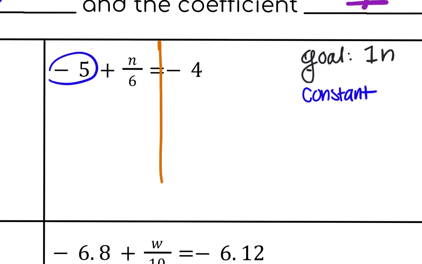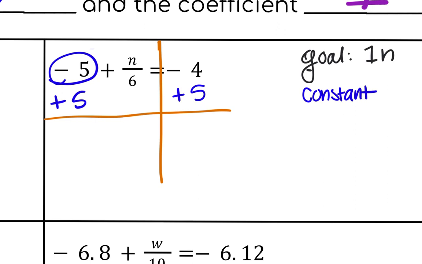So I'm going to circle the constant. That's the number by itself without the variable. And we undo negative 5 by adding 5. The goal is to make the constant 0. Negative 5 plus 5 is 0. Then I'm going to draw a line underneath. What I do on the side of the variable, I have to do on the other side as well.